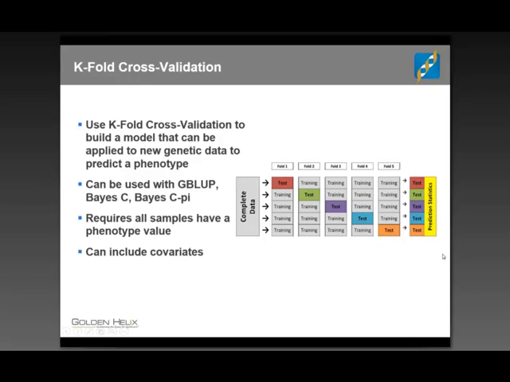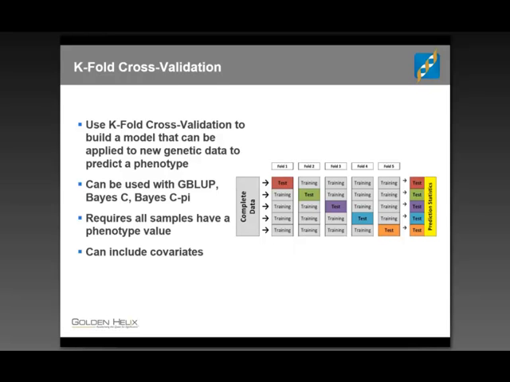Each sample must have a phenotype value to be included in the k-fold cross-validation. If you already have your samples that are missing phenotype data, and they're already in the same spreadsheet, instead of doing a k-fold cross-validation, you can just run a single GBLUP or Bayesian pi and use the known phenotypes to predict the missing phenotypes. Or if they're in a completely different set of samples, which we're going to talk about today, you can use the k-fold to create a model that can be applied to the set that's missing the phenotypes.